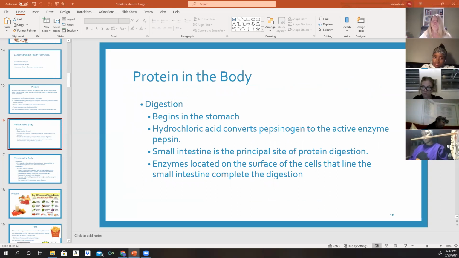So how do we digest protein in the body? Obviously we take it in through our mouth. Digestion starts in our stomach, where we have hydrochloric acid, which converts pepsinogen to the active enzyme pepsin. The small intestine is the principal site where our proteins continue the digestion process. And then we have enzymes located on the surface of the cells that line the small intestine to help complete that digestion process.